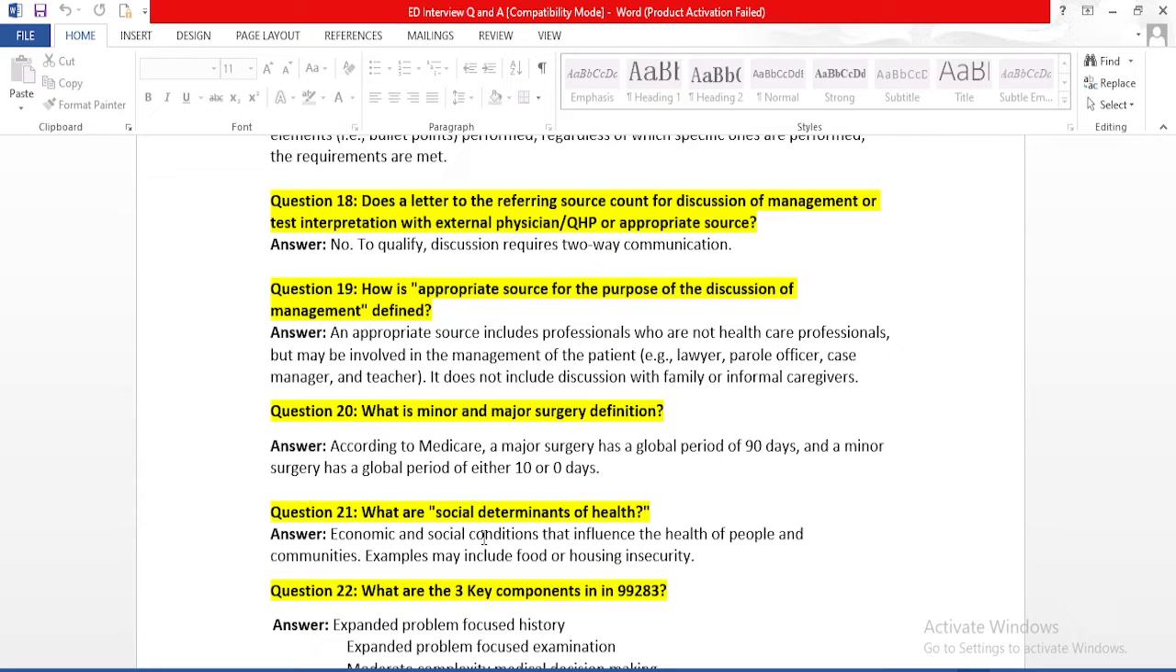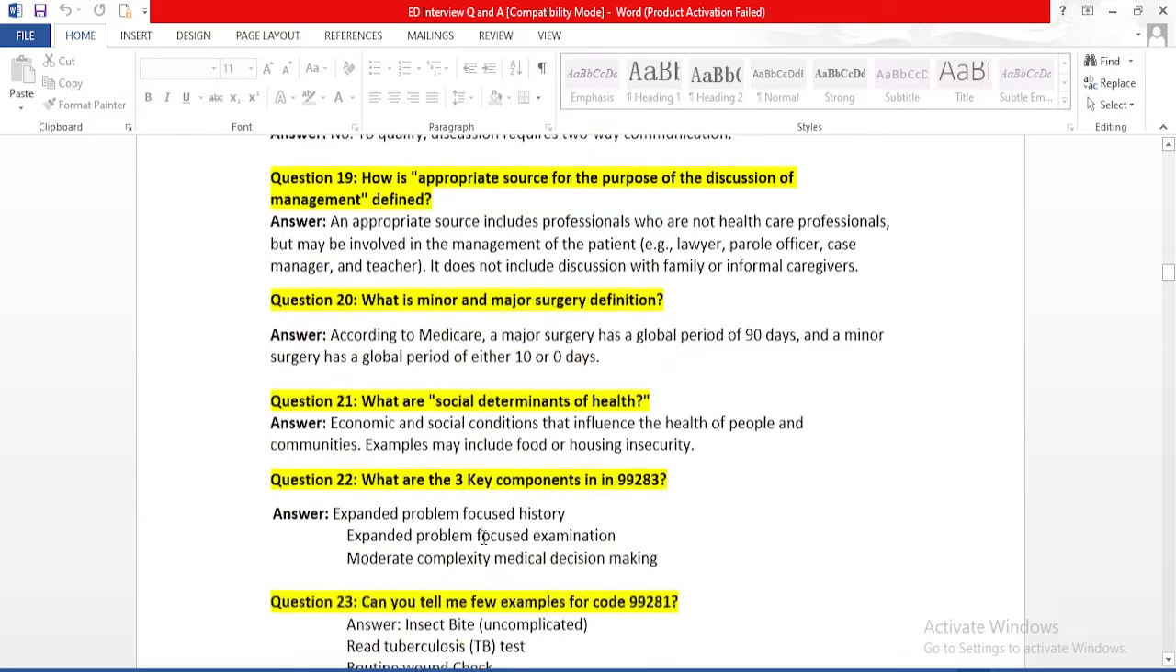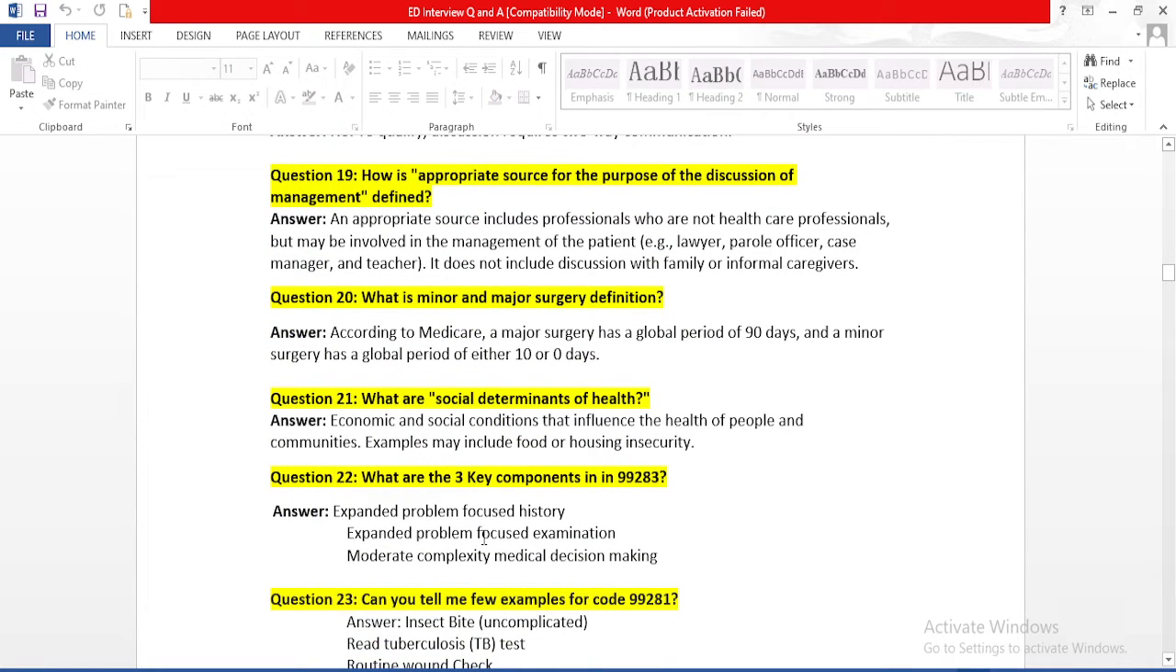Next question. How is appropriate source for the purpose of the discussion of management defined? Answer: an appropriate source includes professionals who are not healthcare professionals but may be involved in the management of the patient, like a lawyer, payroll officer, case manager and a teacher. It does not include discussion with family or informal caregivers. So here lawyer, payroll officer, case manager and teacher all come under appropriate source for the purpose of discussion of the management of the patient.